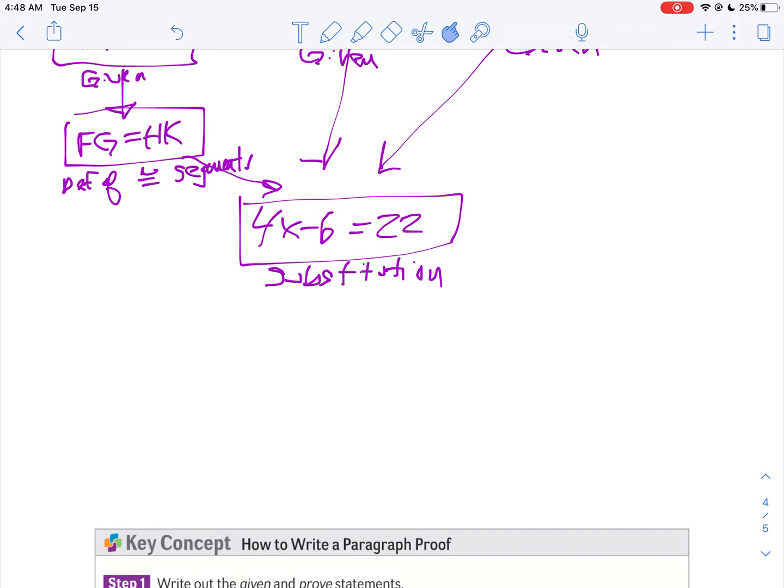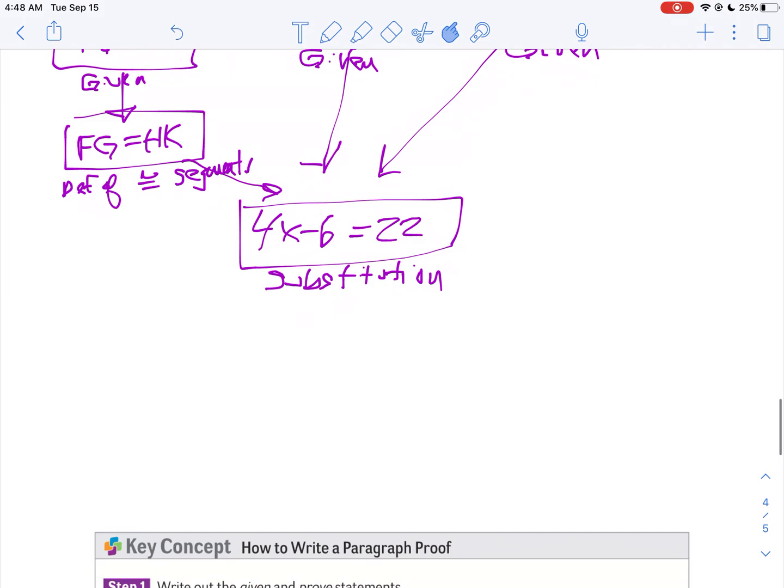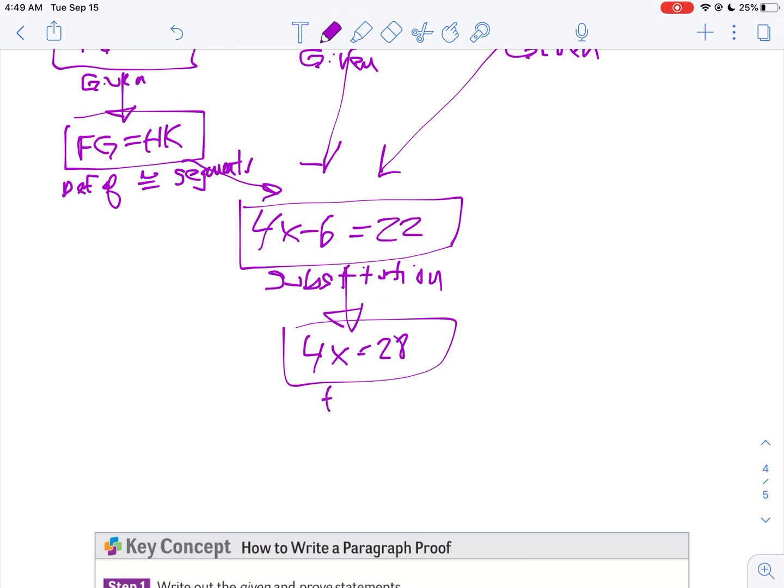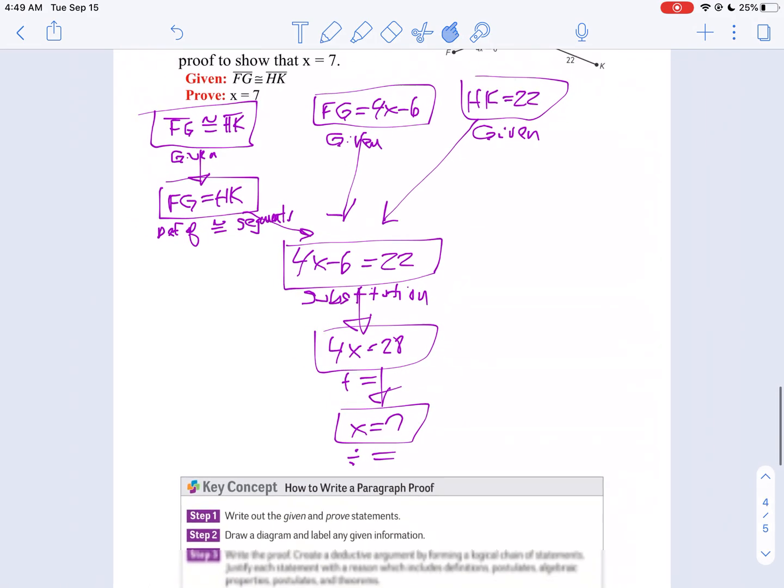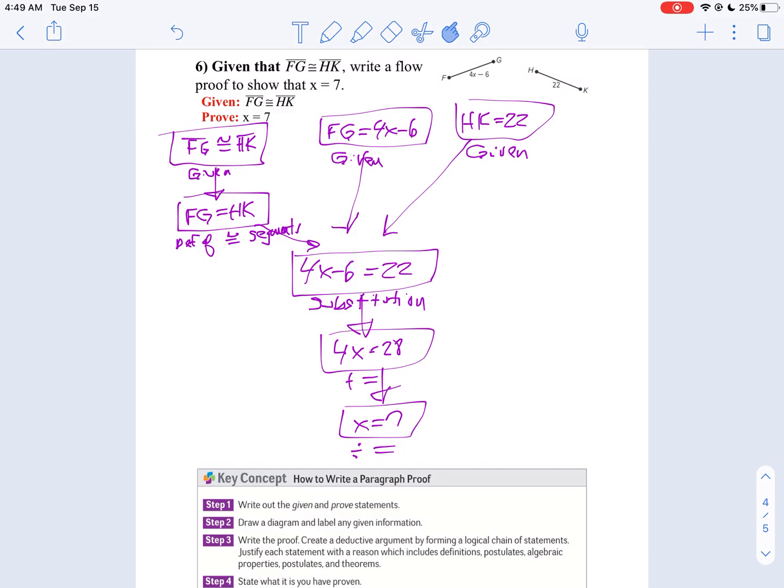We're going to add 6 to both sides. So I'm going to draw my arrow. If I add 6 to both sides, I get 4x equals 28. And that's because we added the same thing to both sides. And then from there, we're going to have x equals 7. Why? Because we're going to divide both sides by the same thing. That's division property of equality. I'm going to shrink this and we can see the whole thing.